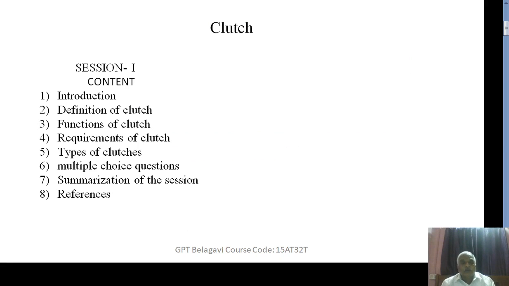So before concluding this session, I will summarize this session. Regarding the definition of the clutch, as you know, it is a mechanical device or the mechanical member which is used to engage and disengage the transmission from the engine. And regarding the functions of the clutch, one is to transmit the power from engine to the gearbox, then from the gearbox to the road wheels through the propeller shaft, final drive, and live axles.